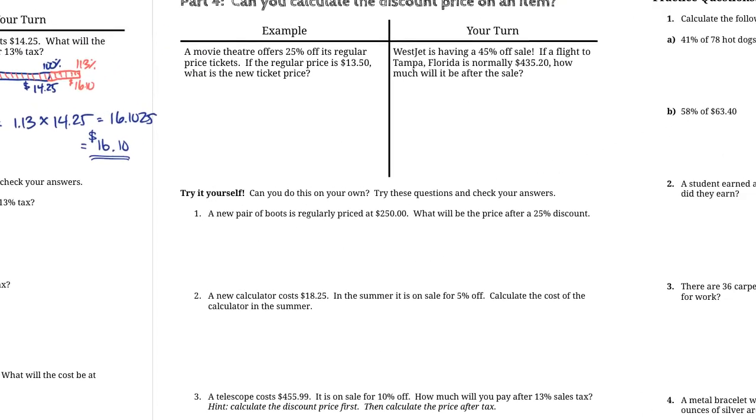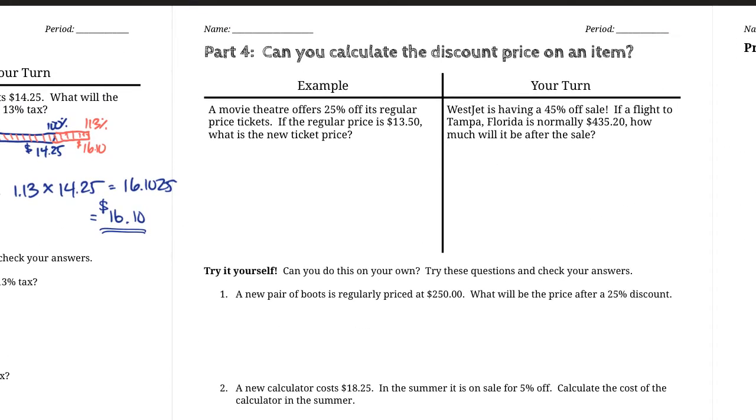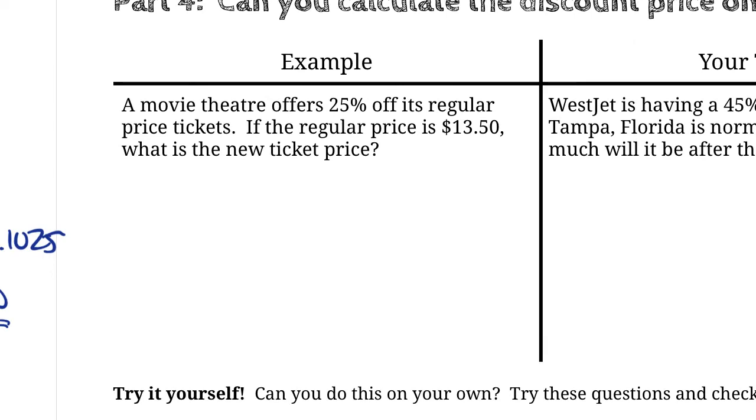The next thing we can do is discounts. So discounts are usually given as percentages as well. For example, a movie theater offers 25% off its regular price tickets. The regular price is $13.50. Obviously, it's a different movie theater than the one on the previous page because it's a different price. Or maybe it's Tuesday. I think movies are cheaper on Tuesday.